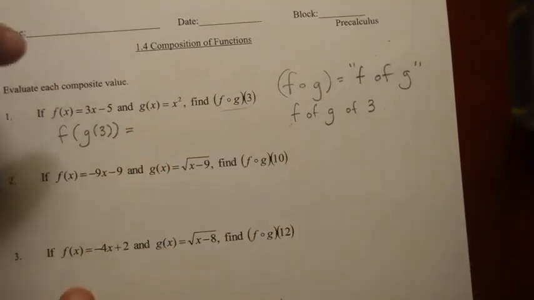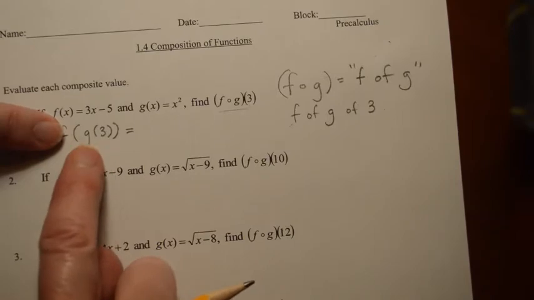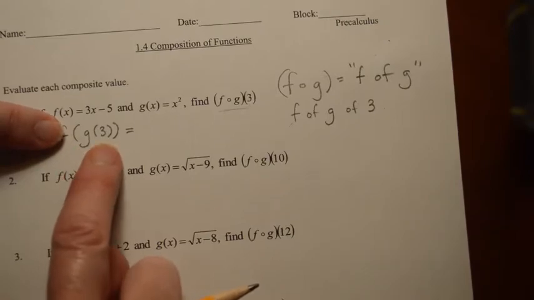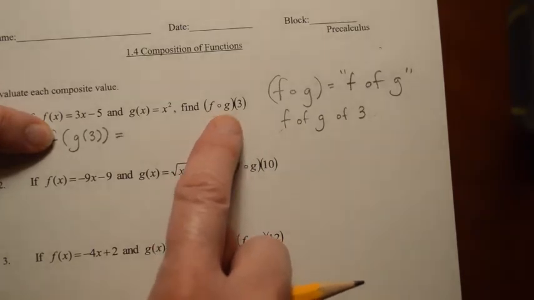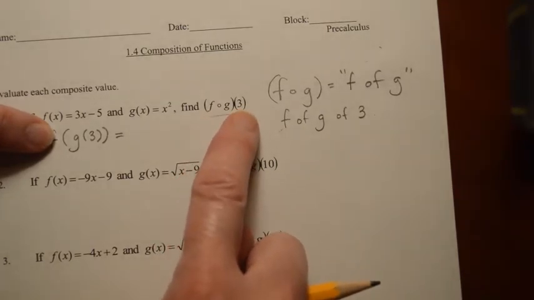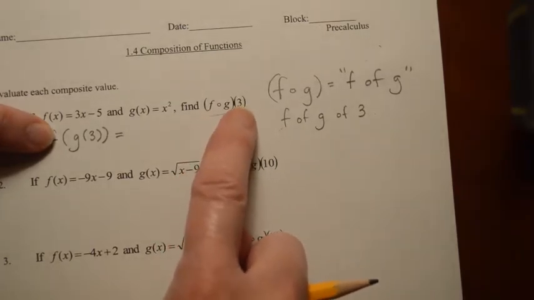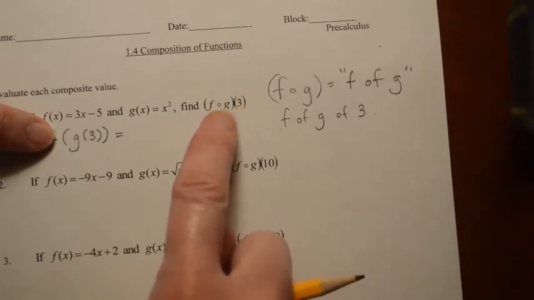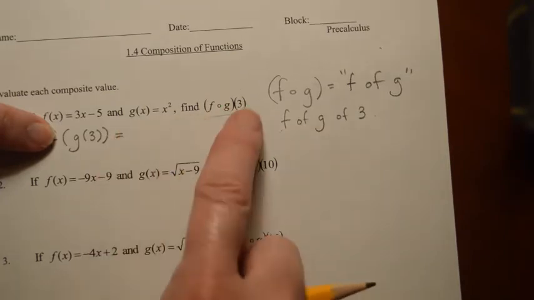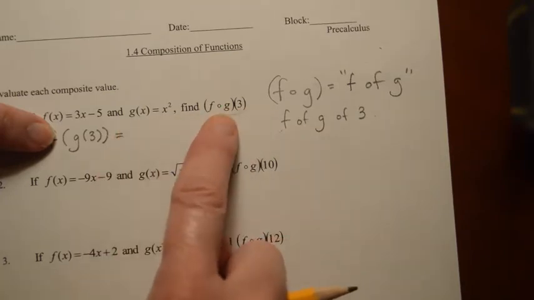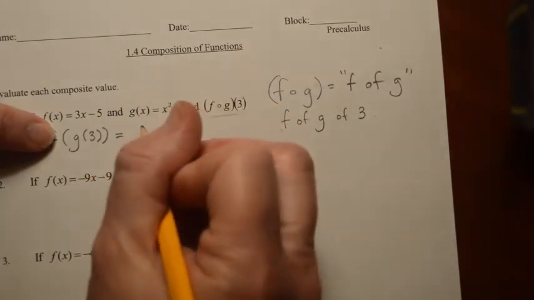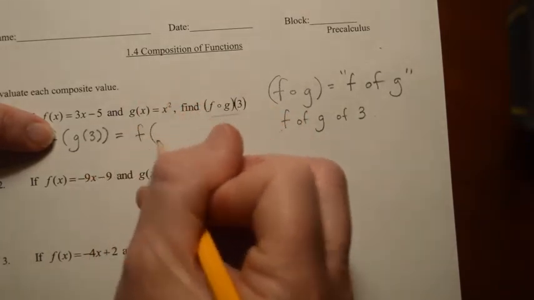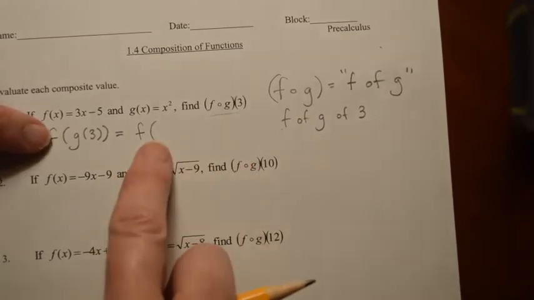So ignore this F on the outside and just look, they're saying they want you to find G of 3. Whatever function in this notation is closest to the parentheses, whether it's a number or it might just say X or something like that, they want you to plug that number into that one first, so G of 3. So let's do that. I'm going to just carry this F along, but I'm ignoring it. It's still there, but we're not going to do anything with it.